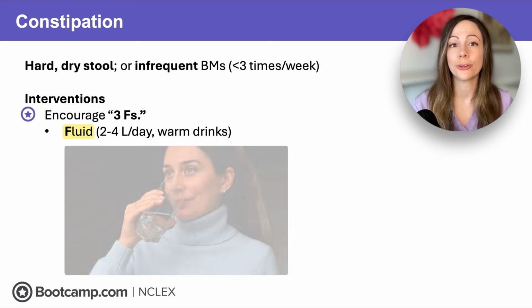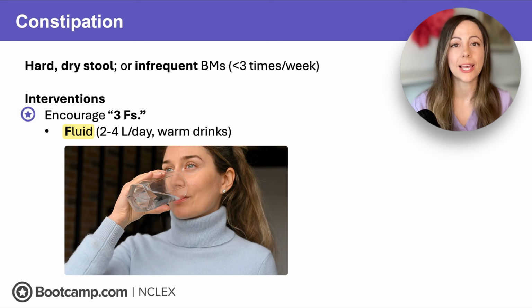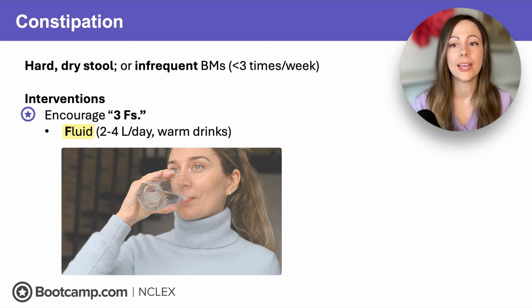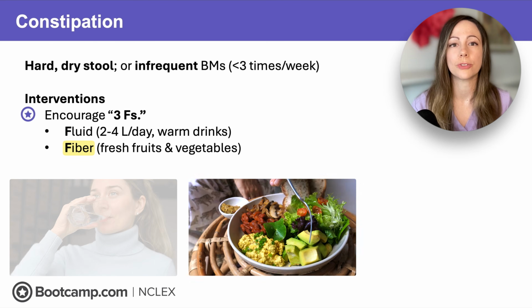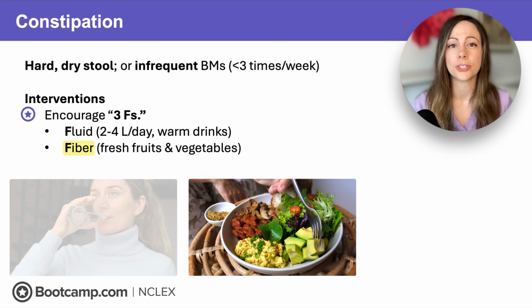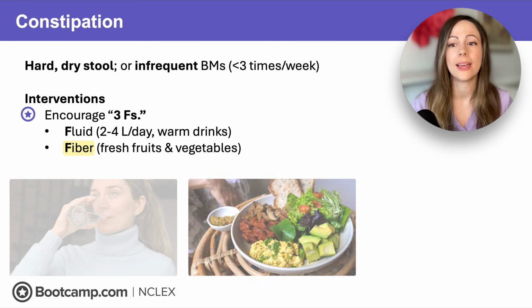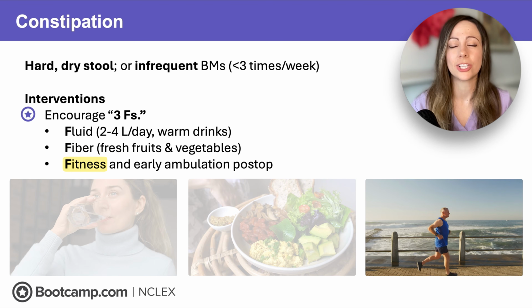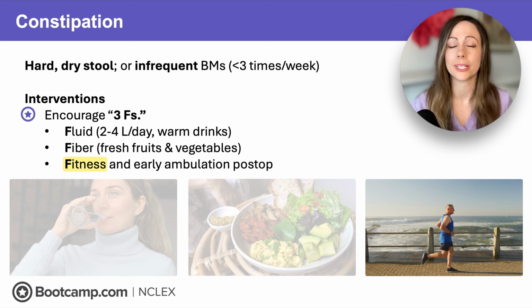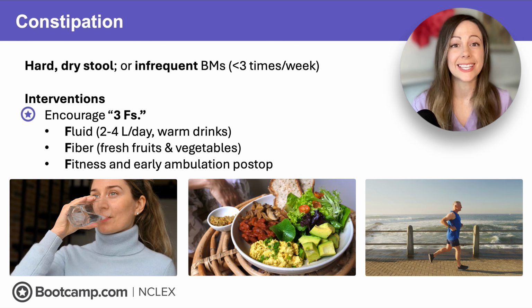That's fluid, 2 to 4 liters a day, and warm drinks help get that stool moving. Then we have fiber, that's fresh fruits and vegetables that help bulk up the stool to make it easier to pass. Then fitness and early ambulation post-op can help increase peristalsis, and all these things can help get that stool moving and out of the body.